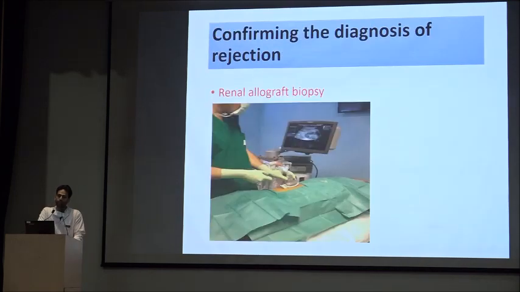How do we confirm it? With a renal allograft biopsy. Biopsy not only grades the severity of the rejection, it also differentiates between T cell mediated rejection and ABMR. It also determines the irreversible damage which has already happened in the kidney, that is IFTA, interstitial fibrosis and tubular atrophy.